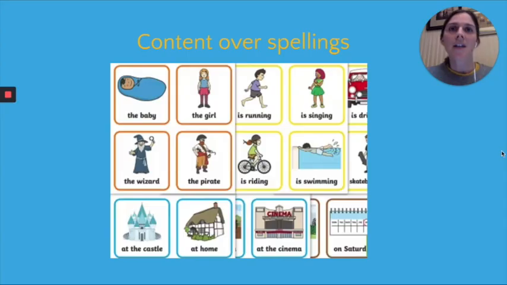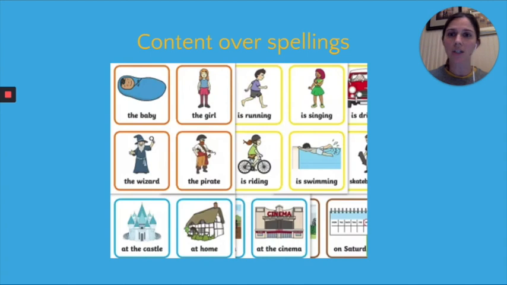Now, when we're teaching sentences, we are not so worried about the spellings. If we're doing a lesson on spellings, where we're learning to spell tricky words, then we're focused on spelling the words correctly. When we're talking about how to write a sentence and writing a complete sentence, then we're not so worried about spelling. So we can offer the spellings to the children.